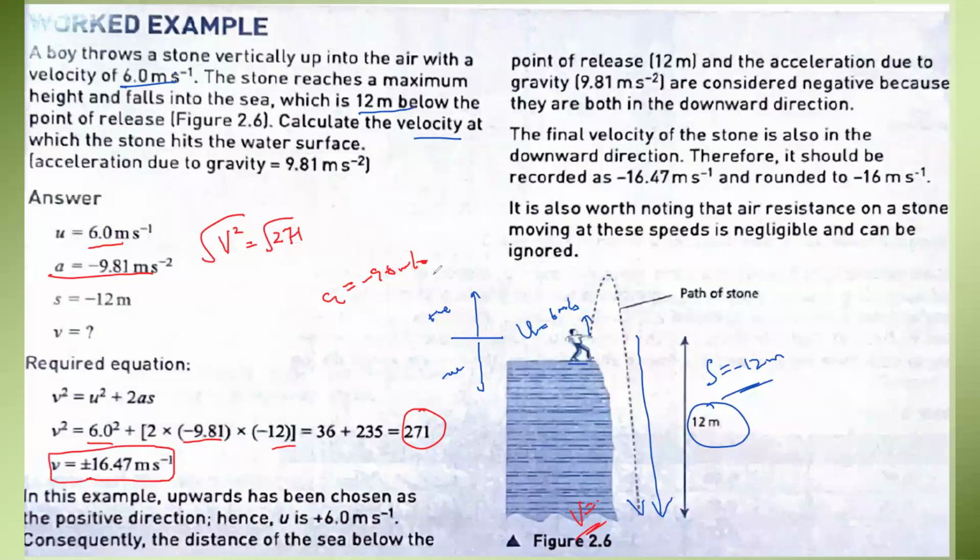Which sign should I take, positive or negative, for the final velocity? Because the direction of the final velocity is downward. When we take a square root, we get two roots, positive and negative. But which one should I take? I should take negative 16.47 meters per second. This negative sign only indicates that the velocity is pointing downward. Is this example clear?